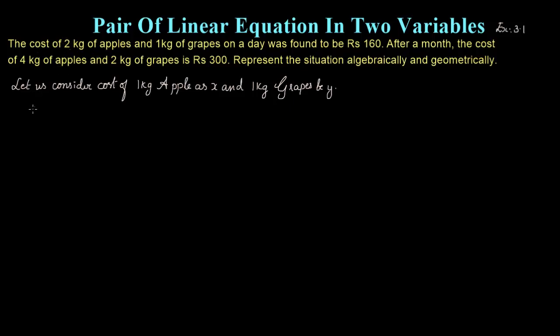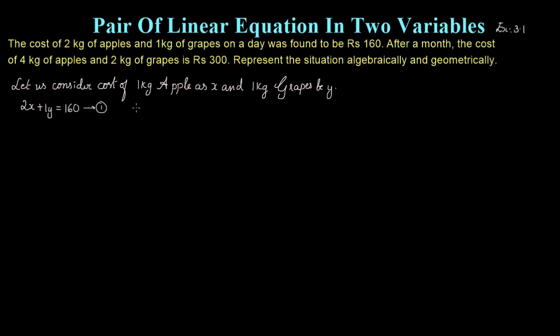2 kg of apples, it is given. So 2 into x, if you multiply 2 with the cost of apple, you will get the total cost of 2 kg apples. Then if you add 1 kg of grapes, so the cost of grapes we have taken as y. So 1 into y is equal to how much? It is totally 160 rupees. So now this is your first equation, you have got it.